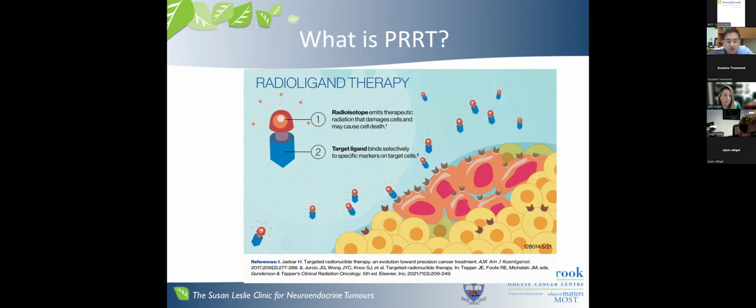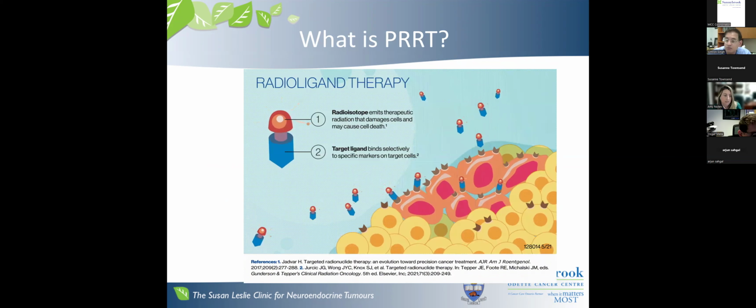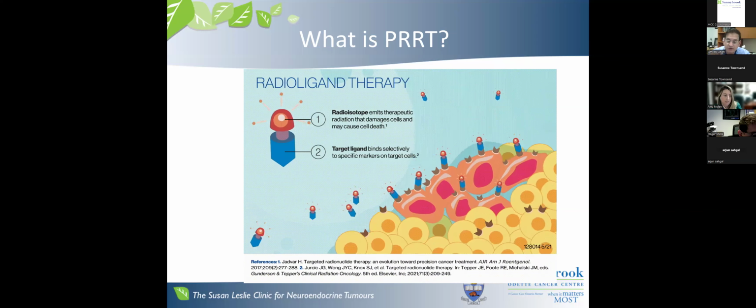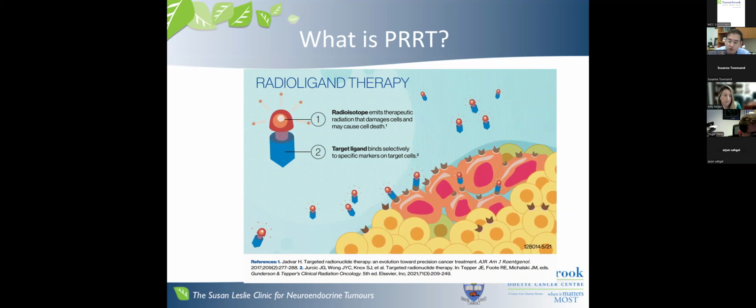So, many people ask, what is PRRT or radioligand therapy? Again, as a medical oncologist, the way I think of this is almost like a key and a lock. You have a target ligand that binds selectively to markers on target cells. In the case of neuroendocrine neoplasms, we have a nice marker called SSTR2, somatostatin receptor 2, which is expressed in many, but not all, neuroendocrine cancers. And therefore, it can be manipulated to attach a decaying radioactive isotope that can damage cells and cause cell death.